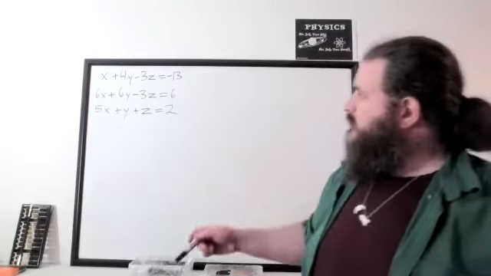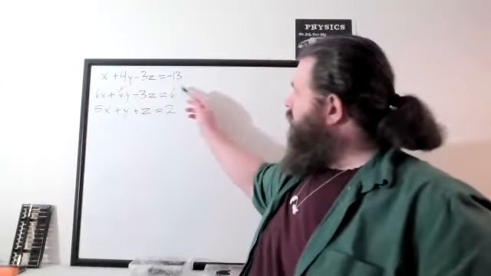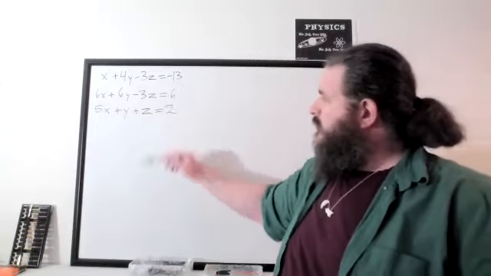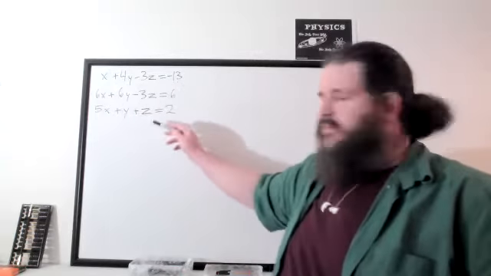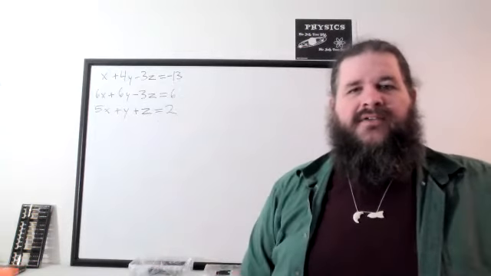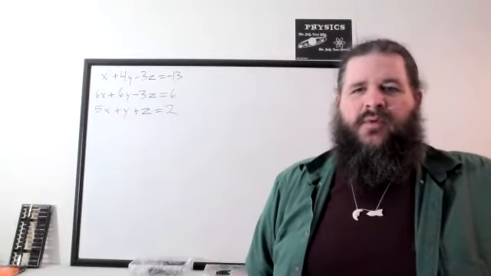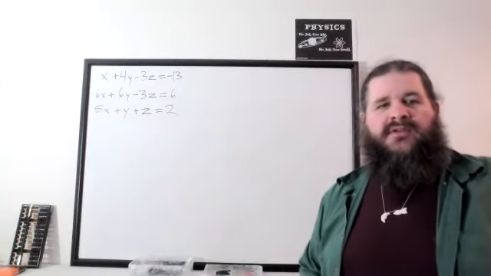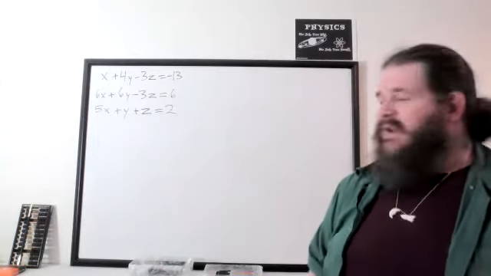Here's our system of equations. We've got 1x plus 4y minus 3z equals negative 13, 6x plus 6y minus 3z equals 6, 5x plus y plus z equals 2. So our goal here is to try and find values of x, y, and z, ideally just one value of each that works for all three equations at once. Or maybe there's no values that make this work, or maybe there's many values that make this work.